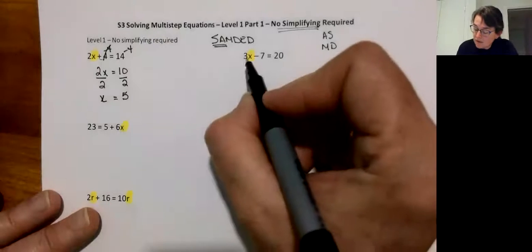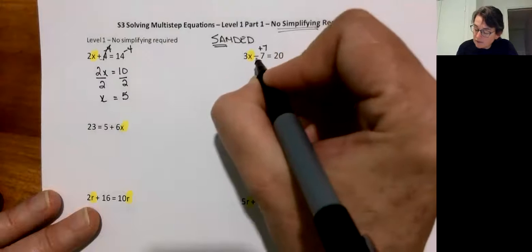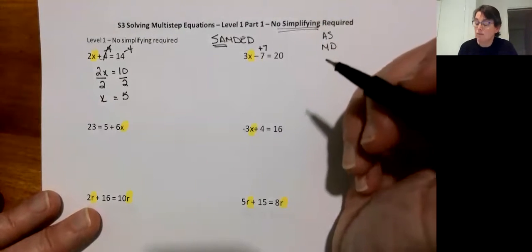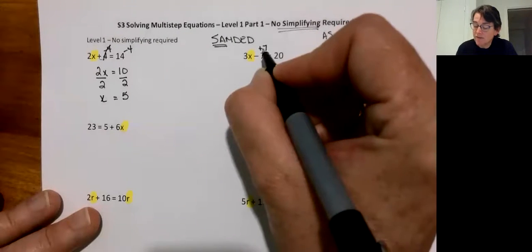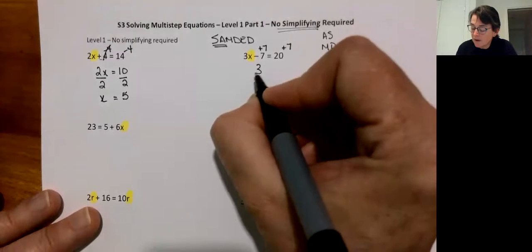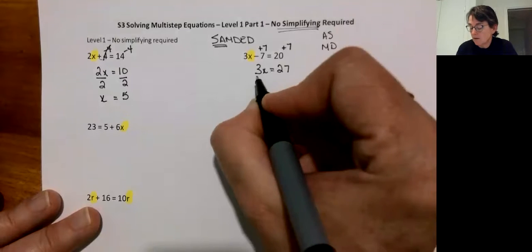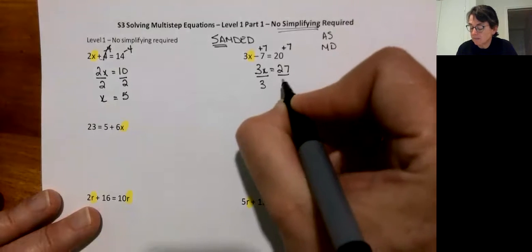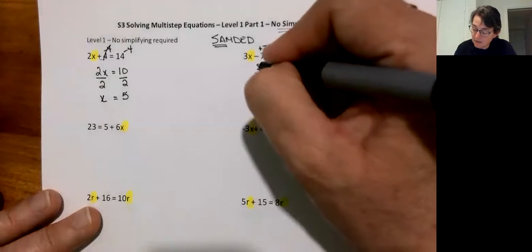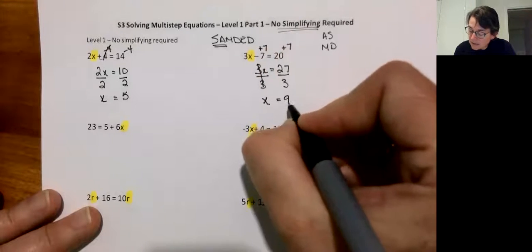All right, now we've got 3x minus 7 is 20. So add 7, because we want to get rid of this first. So it's always addition or subtraction to begin with, then multiplication. And whatever we do to this side of the equation, we need to do to this side of the equation. So 3x is equal to 27. And now we're back to a division. Sorry, it's multiplication. We use division to get rid of it because 3 divided by 3 is 1, so that disappears. X is equal to 9.